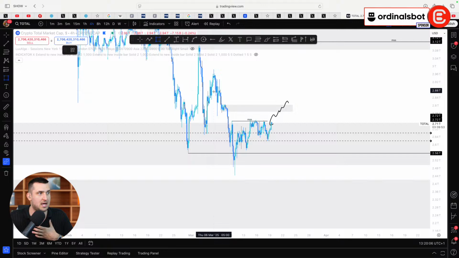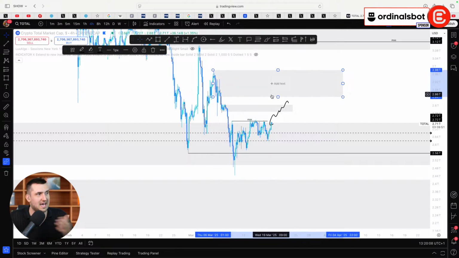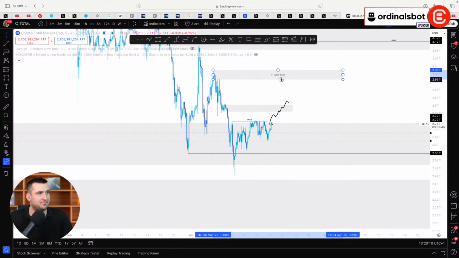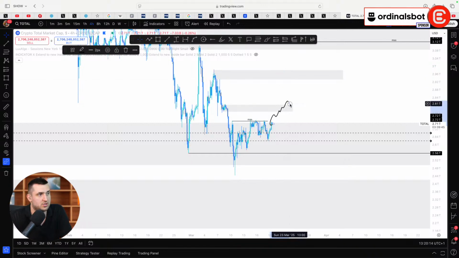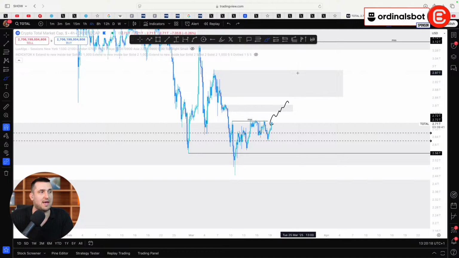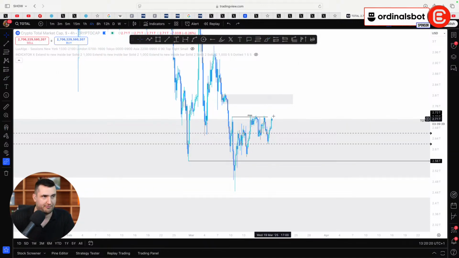point of interest, and possibly all the way up here, possibly all the way up to the 2.93. So this is going to be a tricky situation here for a breakthrough. If we have a 4 hour close above the 2.72 on the total, I think it's a massive long, but you need to have the close above.